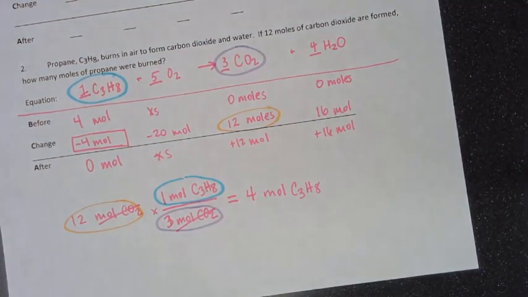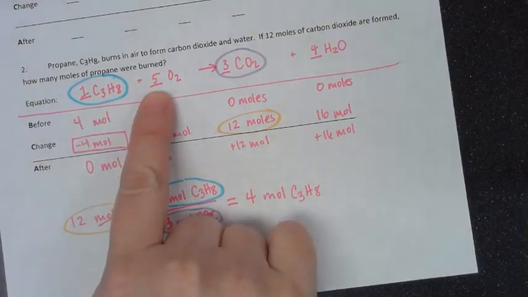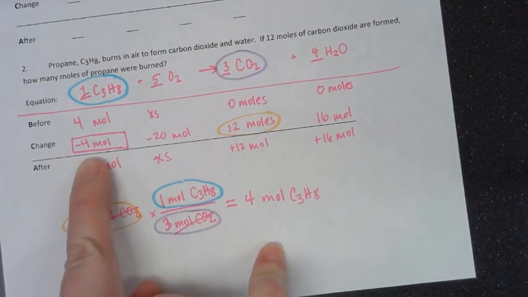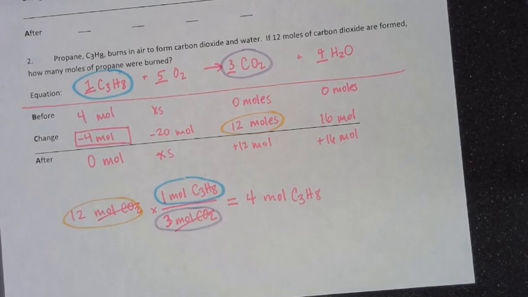All right, how do you guys feel about these? Wait, can you explain how you got 20? I applied this ratio. So if I have 1 propane to every 5 oxygen, if I have 4 propane, then I'm going to have 20 oxygen. You guys ready to try some of these? Yeah.